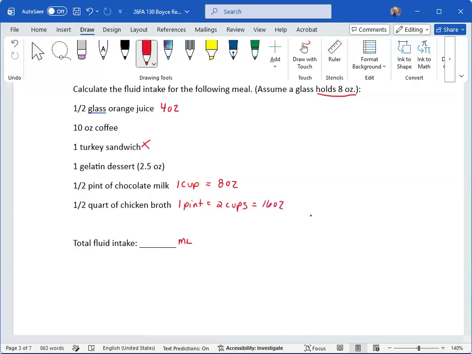So what I'm doing right now is I'm just going to collect all the ounces together. I'm going to add them all up, and then I'm going to multiply by 30 because that's how many milliliters there are per ounce, which is why I'm doing all this. So I'm going to add these up. So I have 4 plus 10 plus 2.5 plus 8 plus 16. So I'm going to add all those up. I just wanted you to know what I was adding in case it wasn't intuitive, but it's 4 plus 10 plus 2.5 plus 8 plus 16, and I get 40.5 ounces.